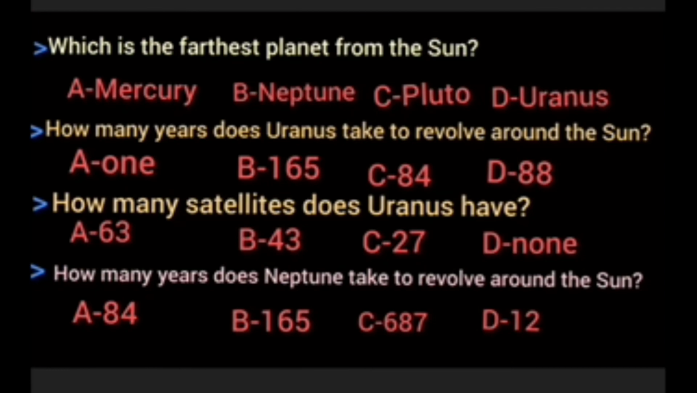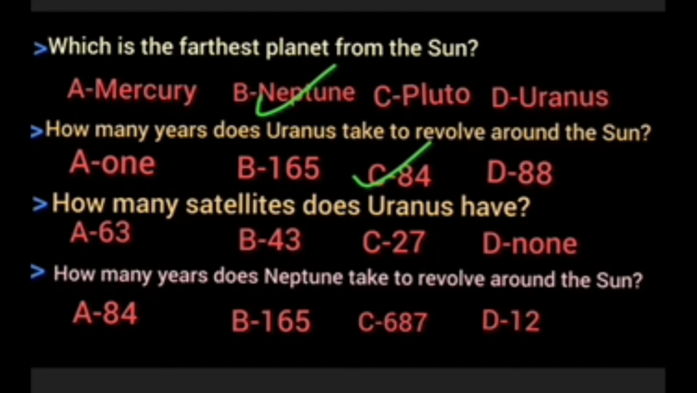Which is the farthest planet from the Sun? A. Mercury, B. Neptune, C. Pluto, D. Uranus. Answer B. Neptune. How many years does Uranus take to revolve around the Sun? A. 1 year, B. 165 years, C. 84 years, D. 88 years. Answer C. 84 years.